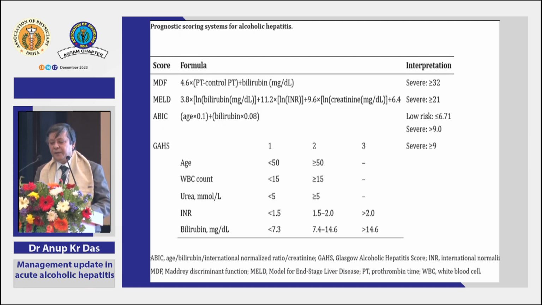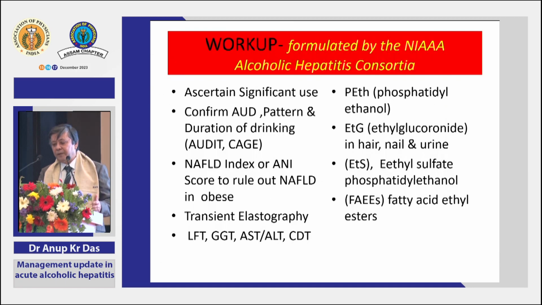And severity in Madrid score is above 32. And in Lille's score, the severity is above 0.45. This we should always remember. And in MELD score, if the score is above 21, it is very, very severe alcoholic hepatitis. So these scorings tell us what is the prognosis of the patient.